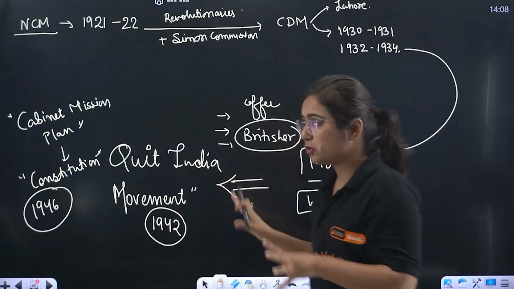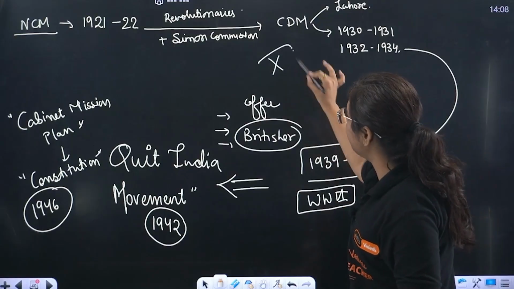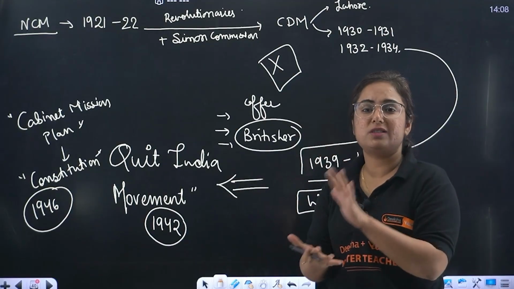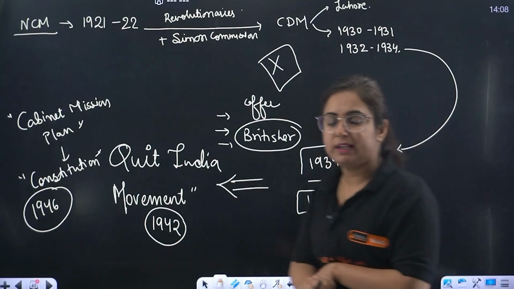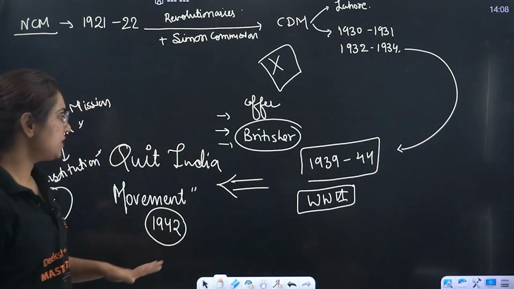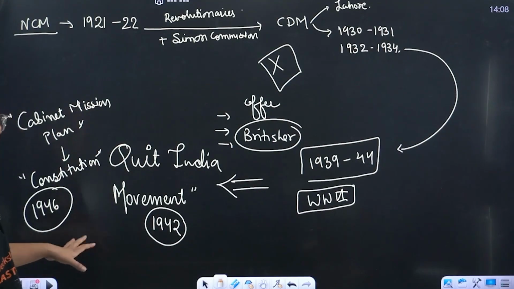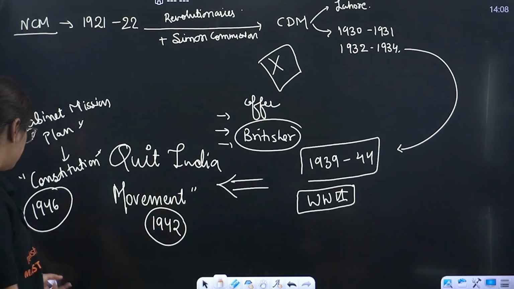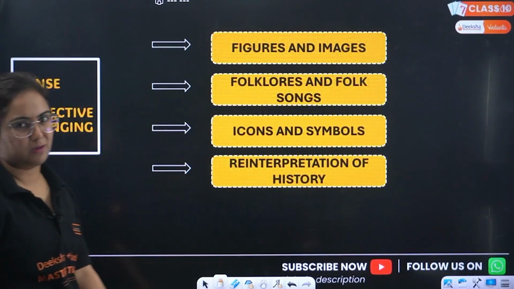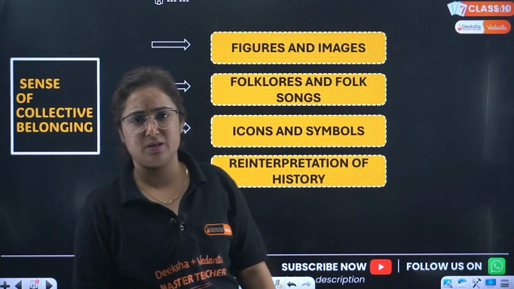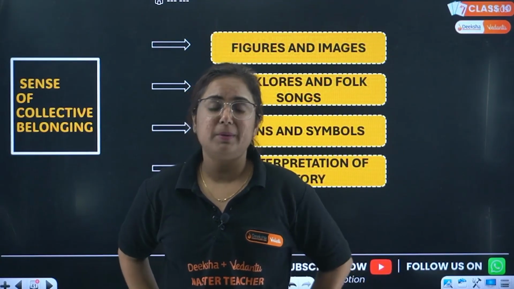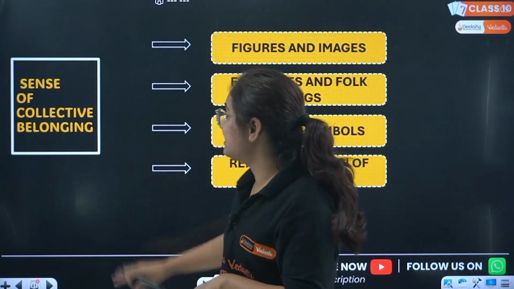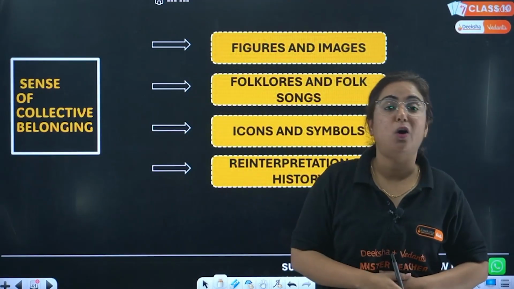So this is the complete story. This is not in your book. Okay? Don't think that you will find it, ma'am, where it is. I was just telling you the complete story regarding it. Okay? So I think now it might be clear to all of you. However, for the Quit India movement, a paragraph is given in the book which you should read. Sometimes an MCQ type of question comes and you don't answer it. Now coming to the last important topic of this chapter, that is sense of collective belonging.